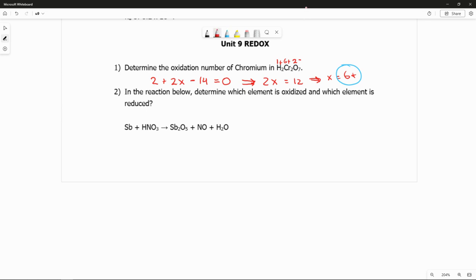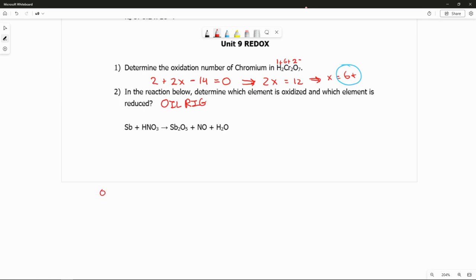All right, let's take a look at number 2. In the reaction below, determine which element is oxidized and which element is reduced. All right, so automatically we know we have to refer to our handy dandy OIL RIG. OIL RIG. And not only are we solving for the oxidized and reduced elements, we're going to go ahead and take it a step further and apply our learning to identify the oxidizing agent and reducing agent as well. So let's make a little space for this on the bottom.